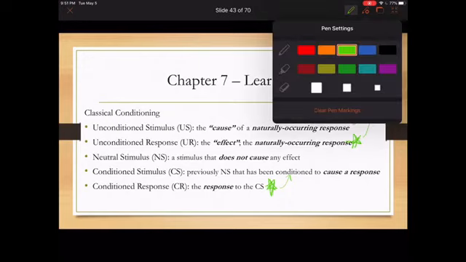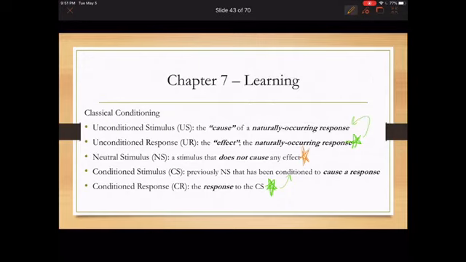Additionally, your neutral stimulus and your conditioned stimulus are the same thing, but your neutral stimulus becomes a conditioned stimulus once you repeatedly associate it with the unconditioned stimulus. So once I repeatedly ring a bell every single time something embarrassing happens to you, now the bell has gone from being neutral to being a conditioned stimulus that makes you blush.